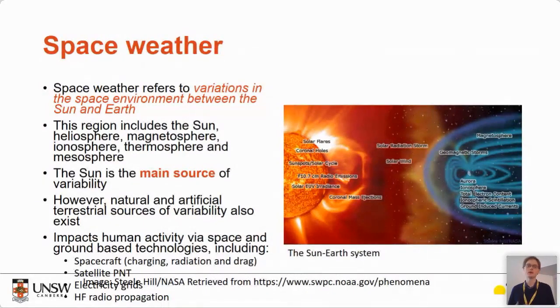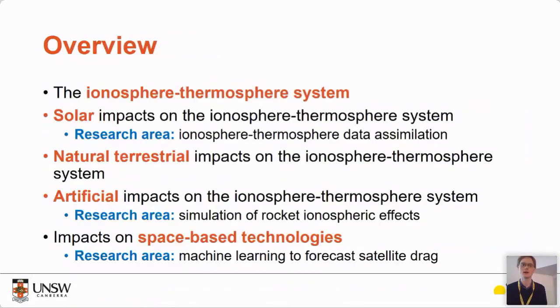However, there are additional and significant changes, variability, due to terrestrial sources as well as anthropogenic sources. The space weather affects human activity through its impacts on both space and ground-based technologies. These include impacts on spacecraft, including charging, radiation and drag, satellite position, navigation and timing, its effects on electricity grids, as well as radio propagation for communications and radar.